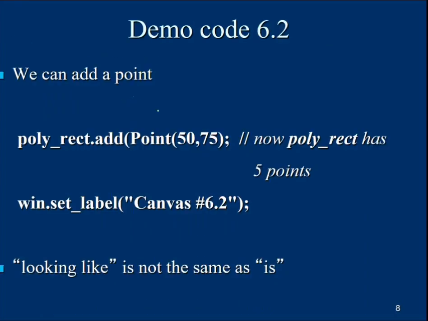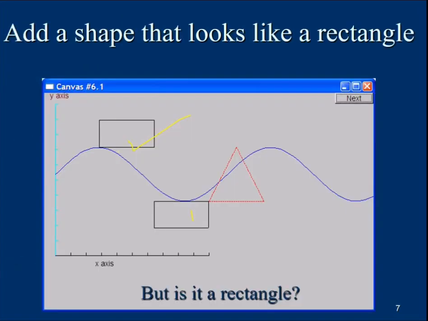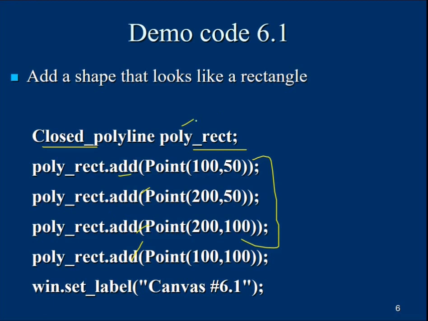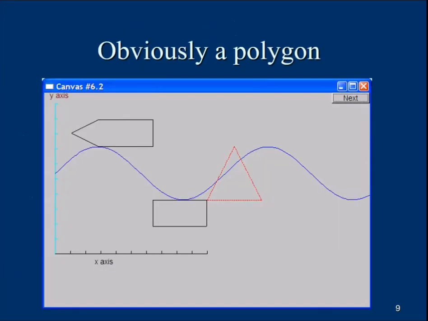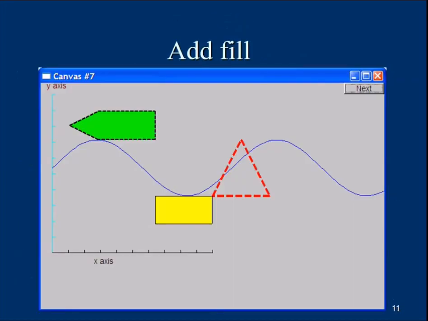Now we can add a point. Just add a point. Now polyrect has 5 points. This is polyrect, having 5 points. Now we set a label for this canvas 6.2, and let us have one more. So this is how we can change through our code.